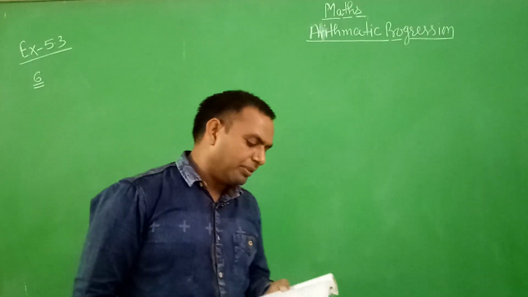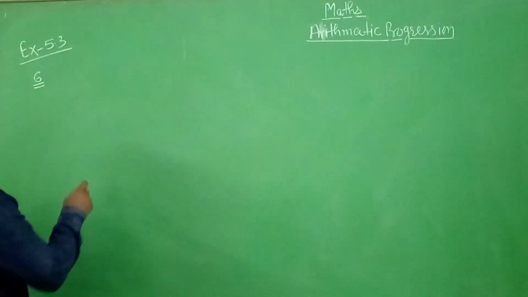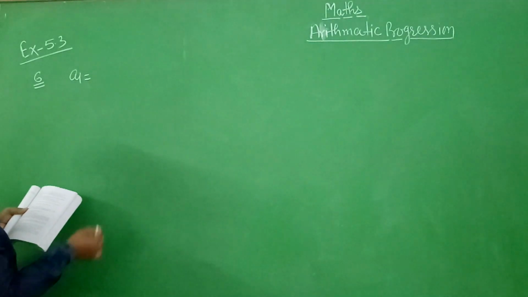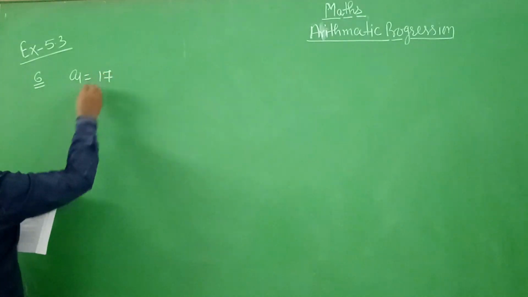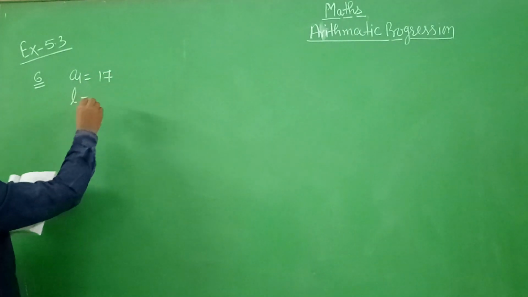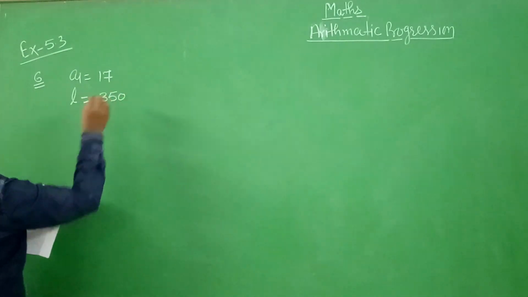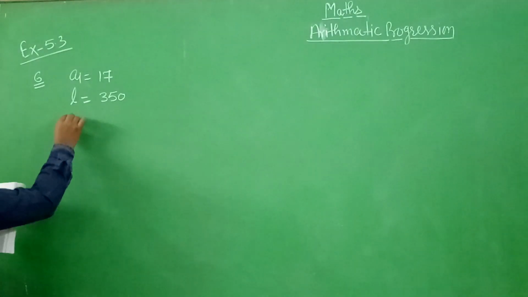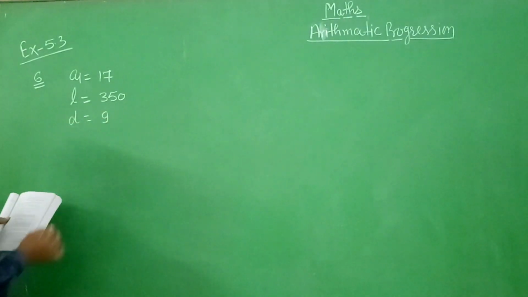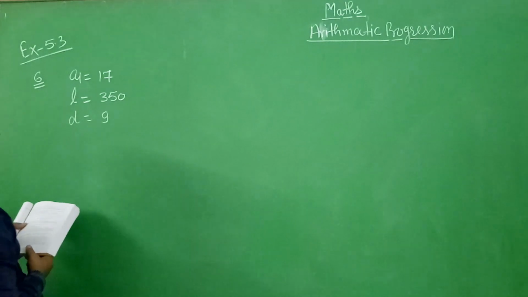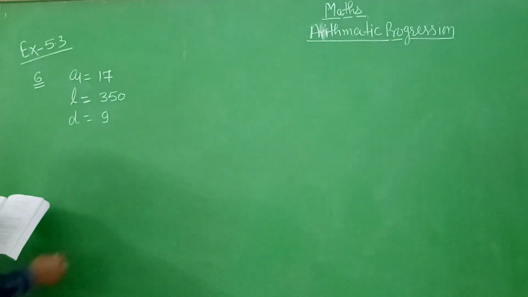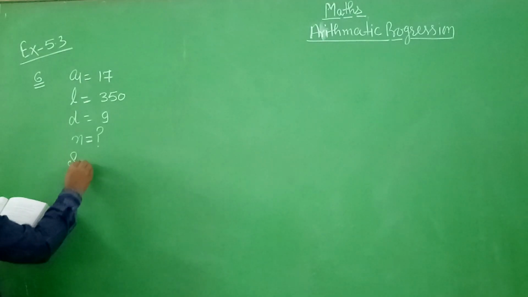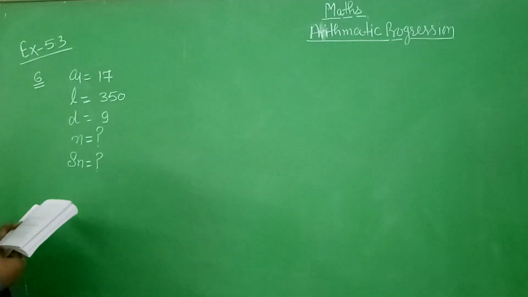You see the question, the first and last term. The first term means a1, so a1 is equal to 17, and the last term, L, is equal to 350, of the AP. And the common difference, D, is also given: D is equal to 9. Then you find how many terms there are and their sum. It means you find the value of n, and Sn is equal to what.